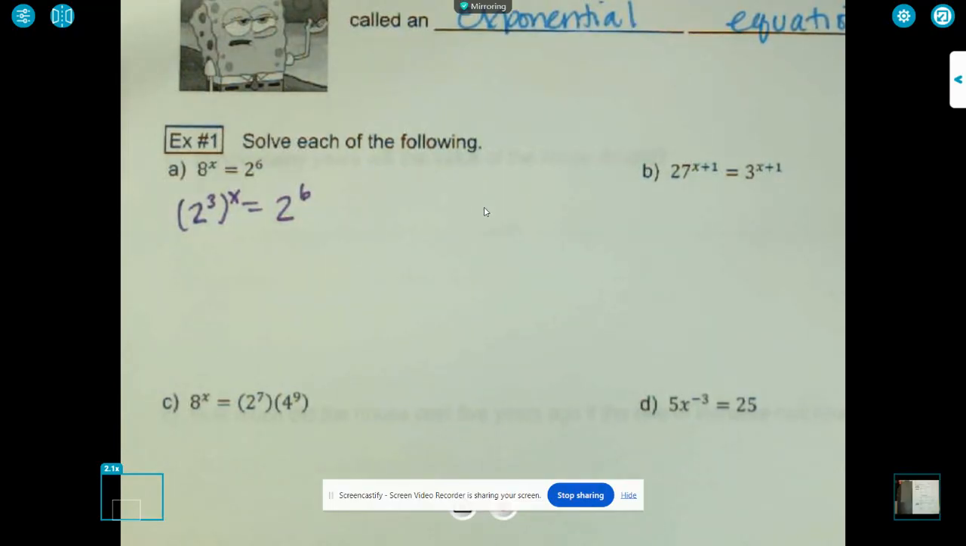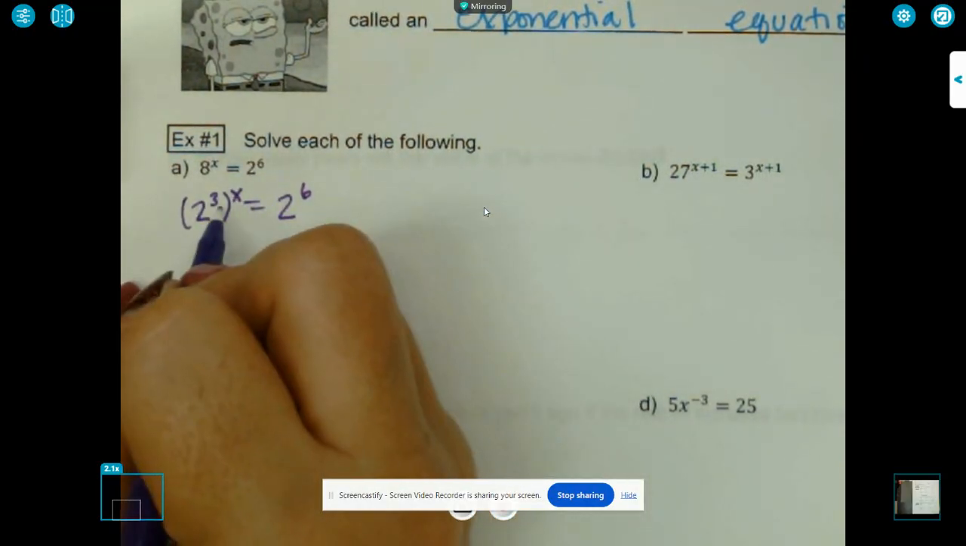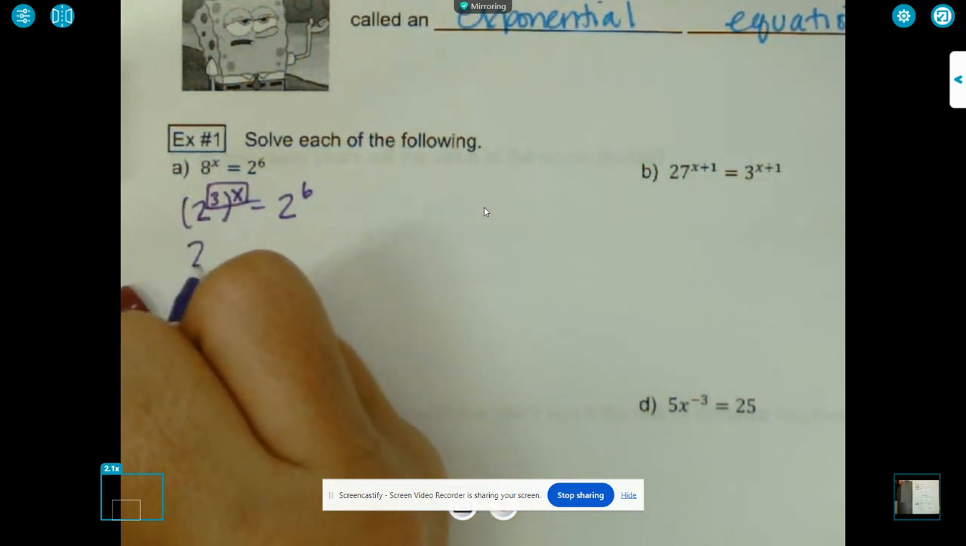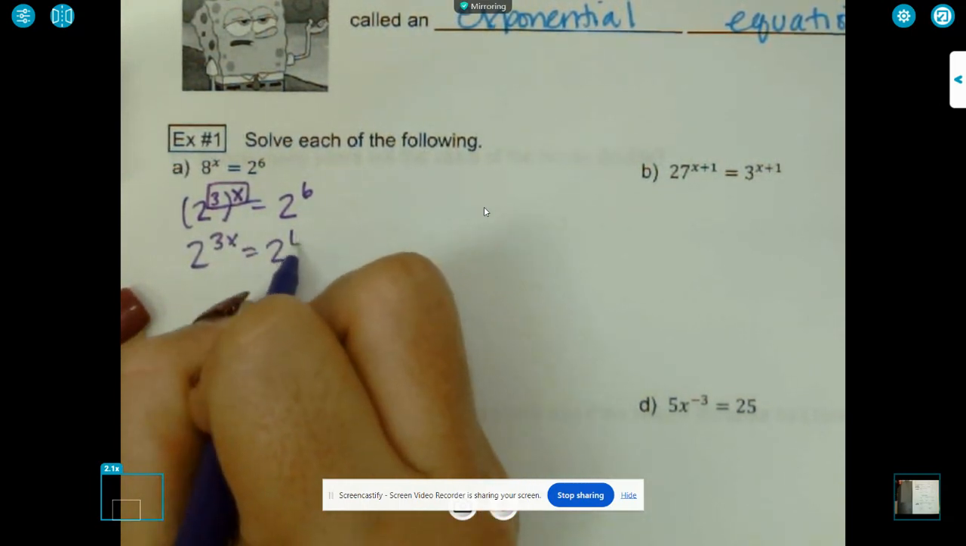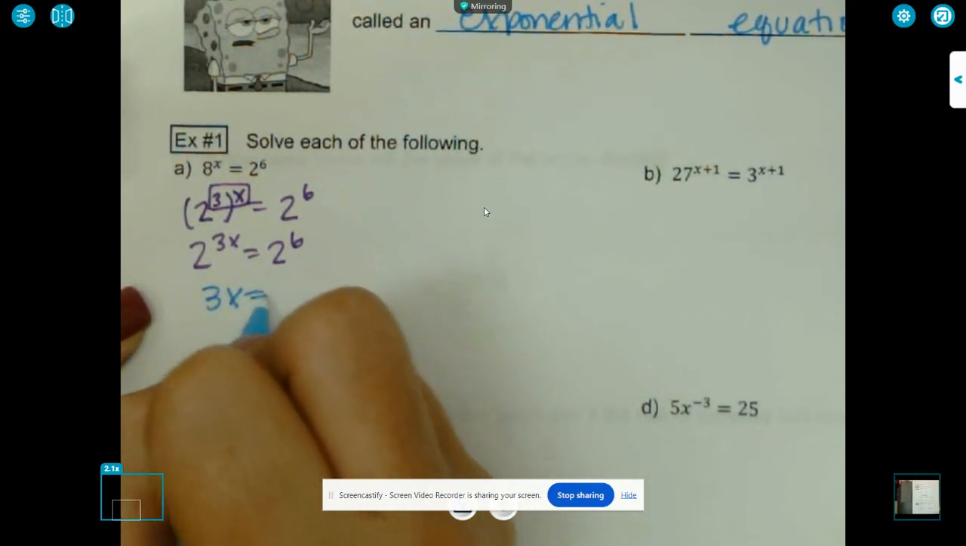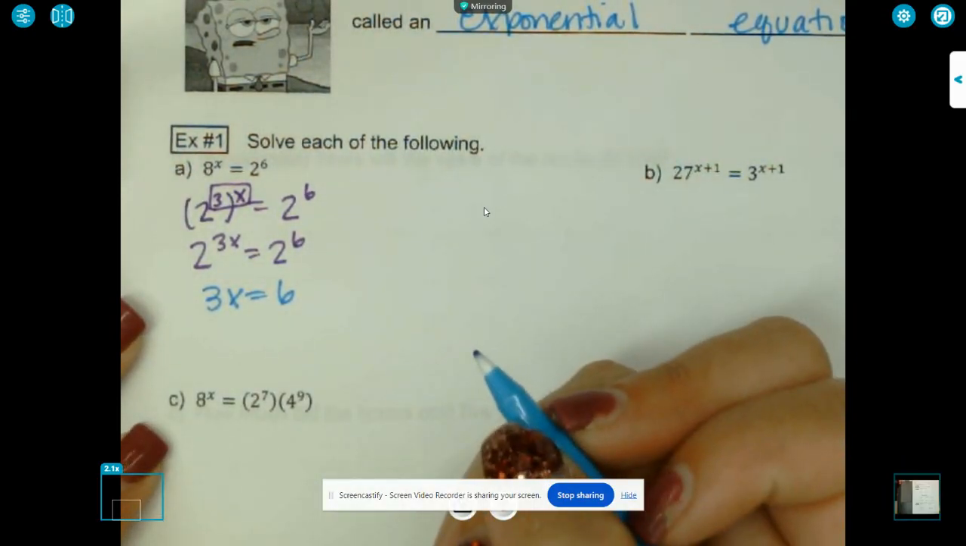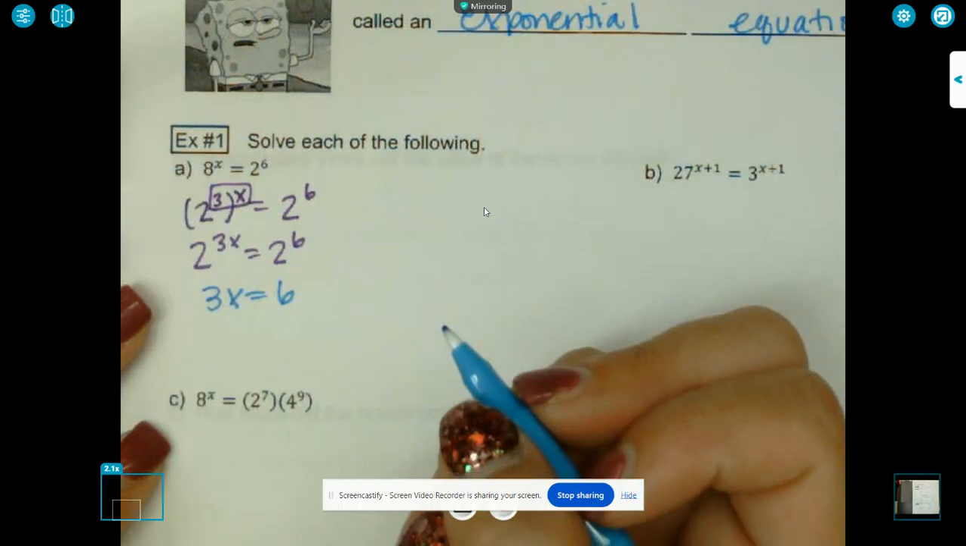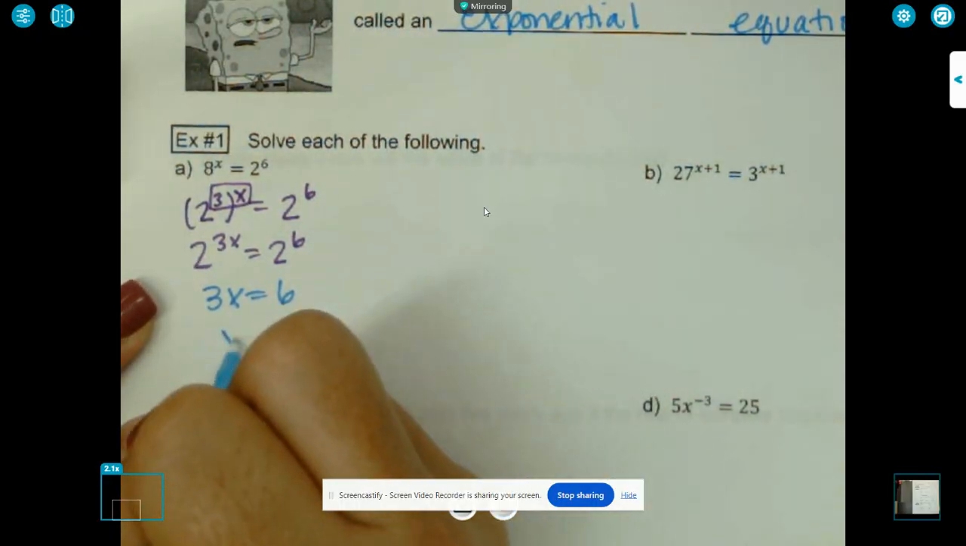Now we're going to apply our powers. So power to a power, what do we do? Multiply. So 2 to the 3x equals 2 to the 6th. If you look back at yesterday's notes, when you have the same base, your powers have to be equivalent. So I can solve for x now by just setting my exponents equal to one another. So 3x has to equal 6. So x equals 2.